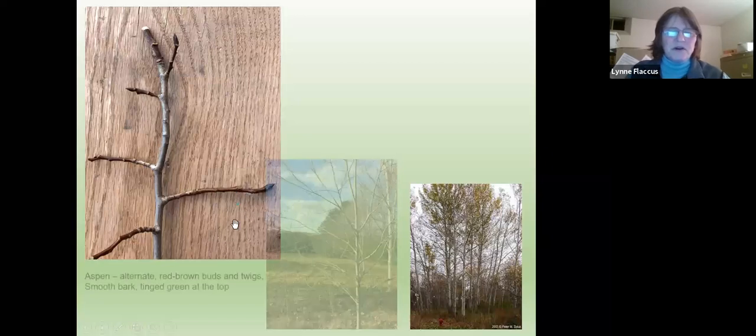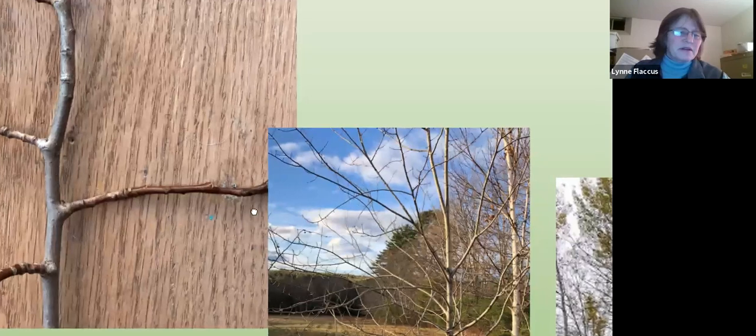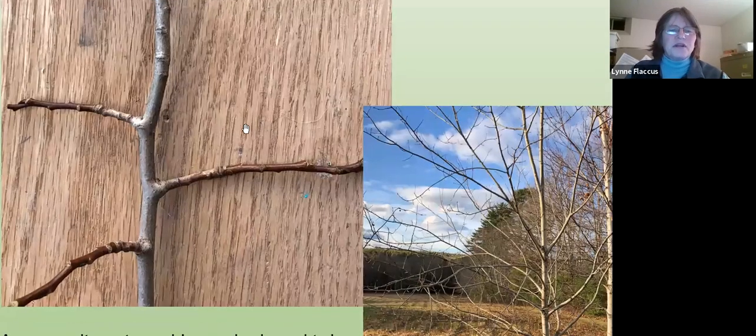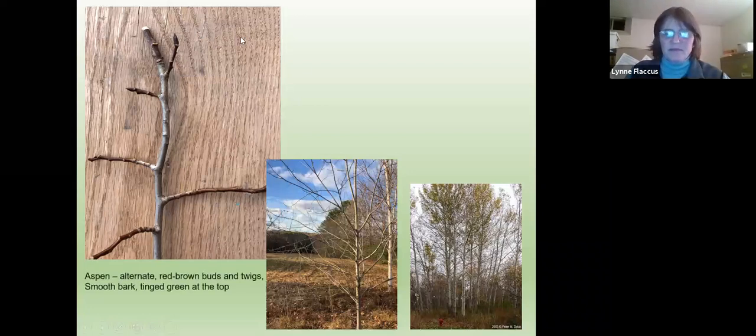And they have these very distinctive, let's see if I can find a bud, kind of reddish brown shiny buds. They tend to be a little bit sticky. And when they're young, they have very light colored trunks, very similar to a birch, like it's in the background here.